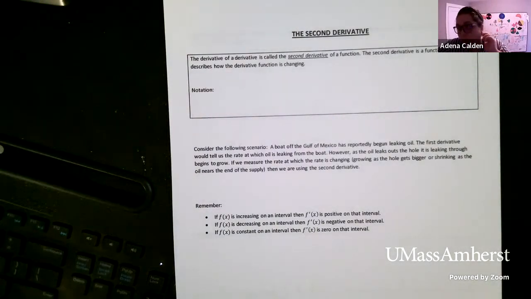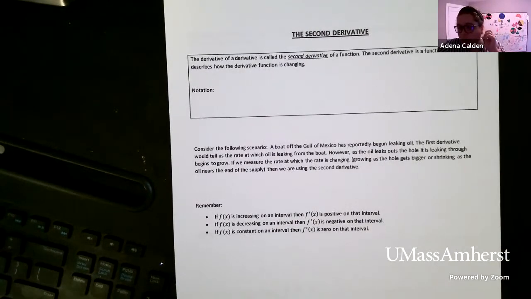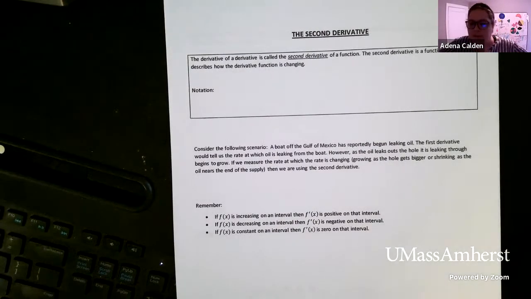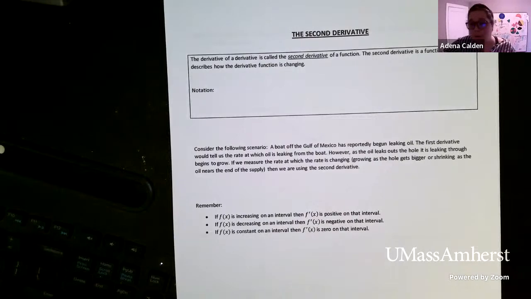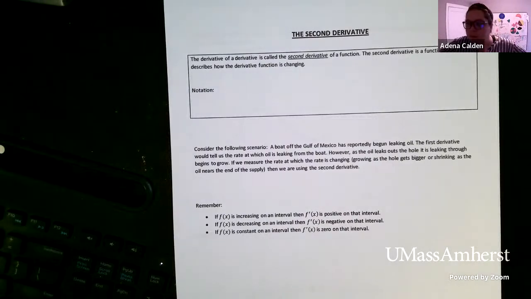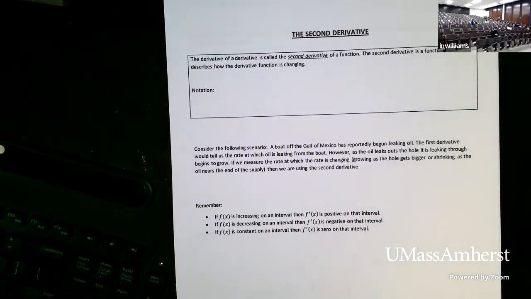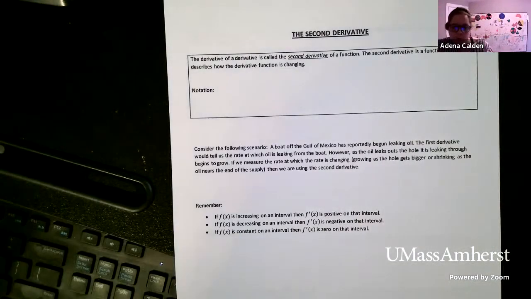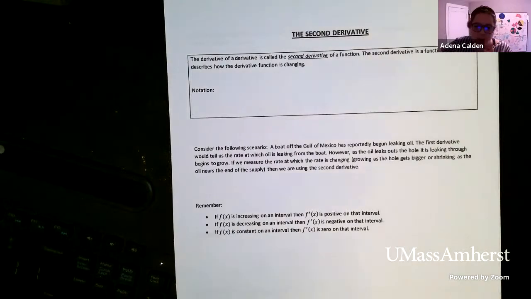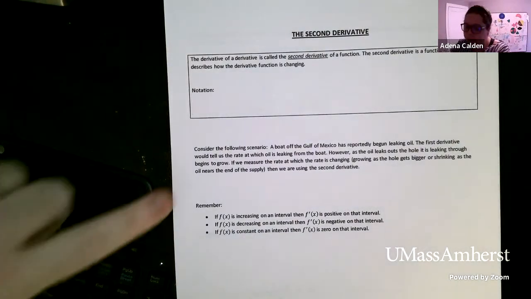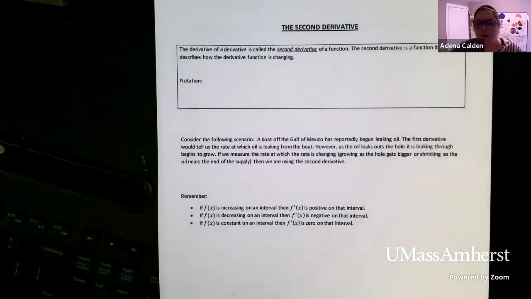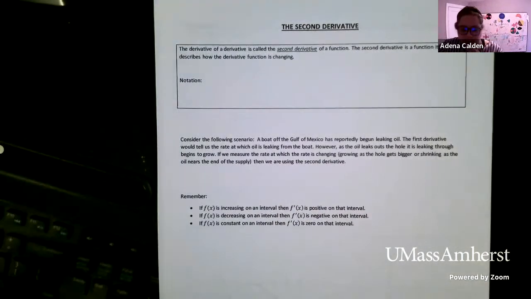When we talk about the second derivative, we sort of alluded to it a little bit last week on Thursday when we talked about acceleration. There are a lot of instances where the second derivative might help us inform some situation about what's happening. The second derivative is going to tell us about the rate of change of the rate of change. So let's just consider an example.